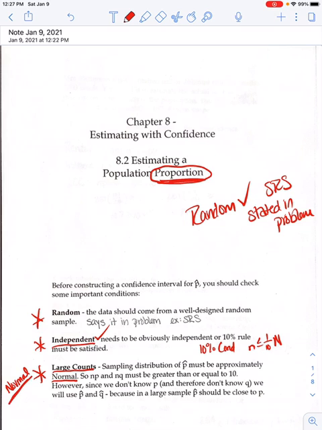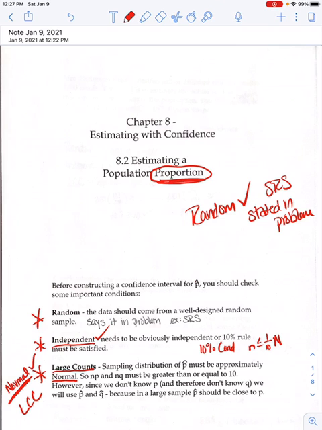And then your last condition is that you're normal, so you're going to put a normal and then a check mark, and then you're going to say, okay, since this is proportions, I'm going to have to do the LCC. So you're going to do np and nq, and they have to both be bigger than 10. Now, here's the tricky part for LCC.